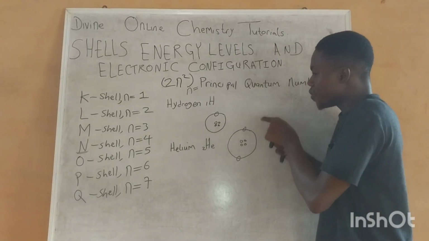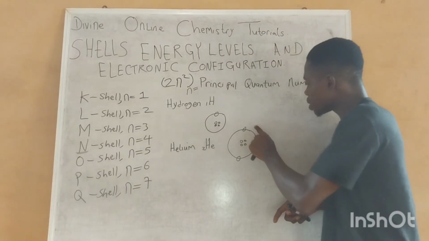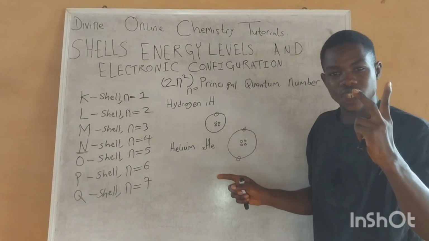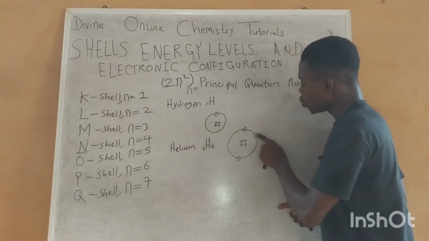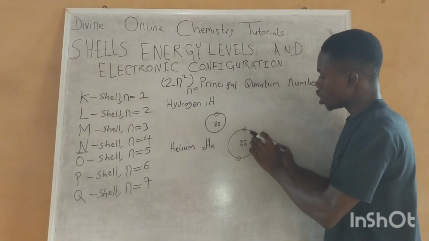Now, the K shell is the first shell, and the K shell can only carry a maximum of 2 electrons. That's the reason why I'm still working with the K shell. Helium has only 2 electrons, so you fill it in the K shell, which is the first shell. So this is the way we represent it.